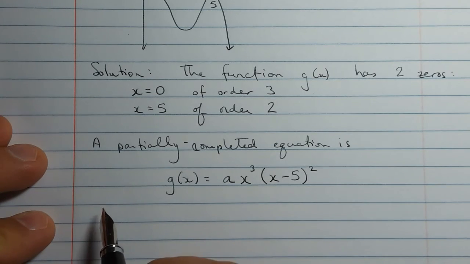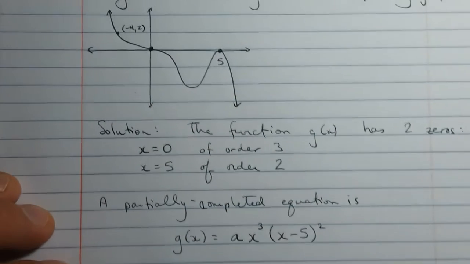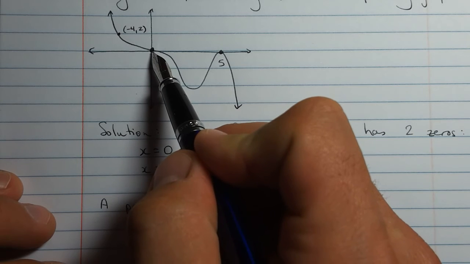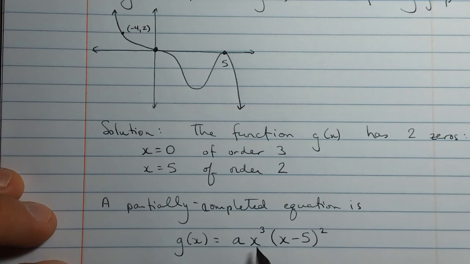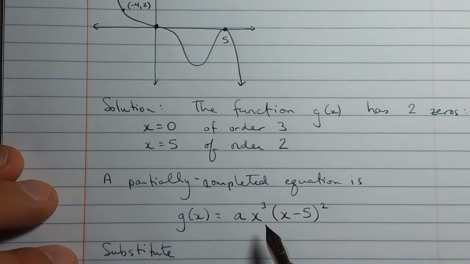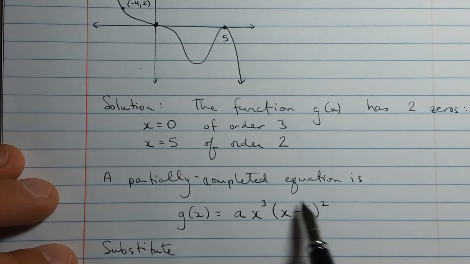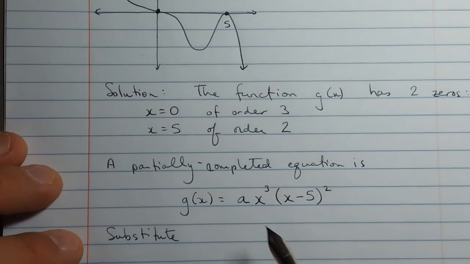Alright, so now we're going to make a substitution. In the last example we substituted the y-intercept. Now the y-intercept here, we do know it, it's 0, but if we were to substitute 0 into this equation, x would be 0, this entire side would be 0, including the a would all go away, and you wouldn't be able to learn anything about a. So you have to substitute a point that is not one of the roots that went into making this equation. You have to substitute a different, unused bit of information.